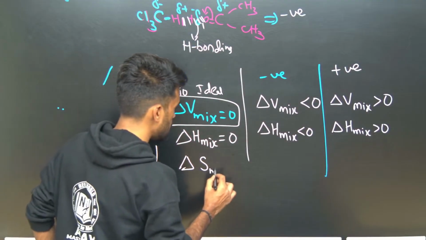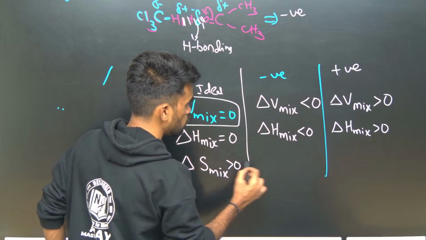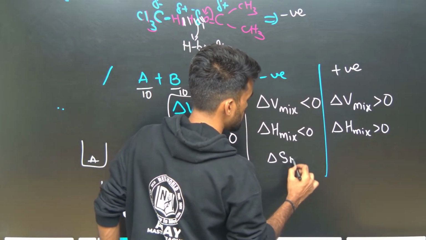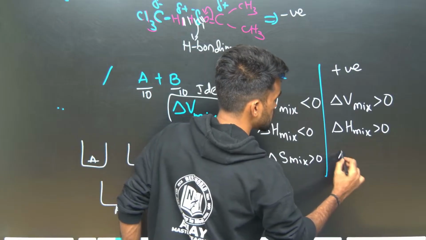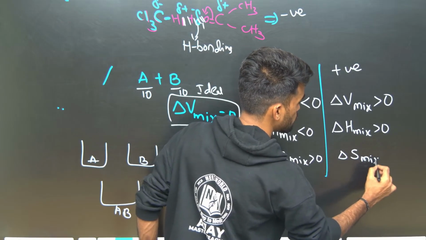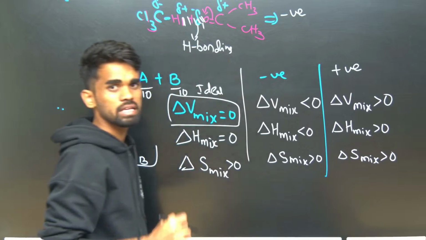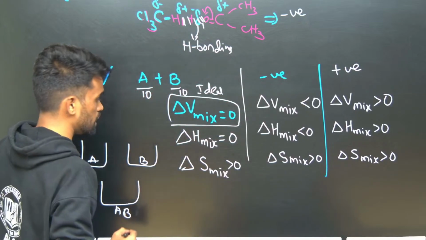So I can say delta S mix will be greater than 0 in all the cases. Delta S mix is greater than 0 in all the cases. These are the conditions that must be understood and remembered by every student who is preparing for NEET and JEE.